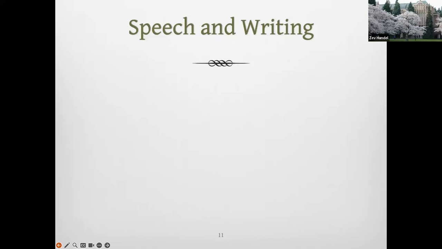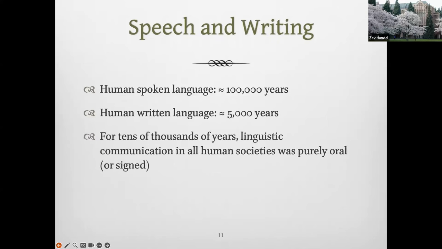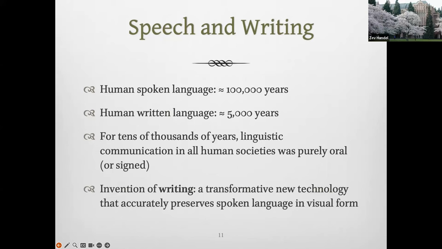Okay, so I want to start by talking about the difference between speech and writing. Human beings have been speaking to each other for about 100,000 years, but writing has only existed for about 5,000 years. So for most of the existence of our species, we have only been using language in oral or signed form. Writing is a new technology. The invention of writing was a transformative event in the history of our species that completely changed the way that our societies could be organized and function.